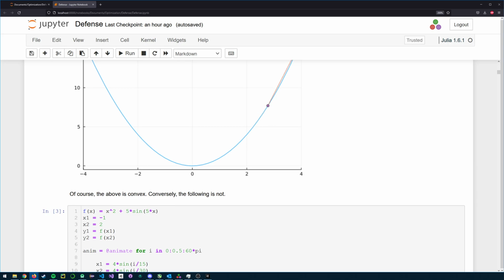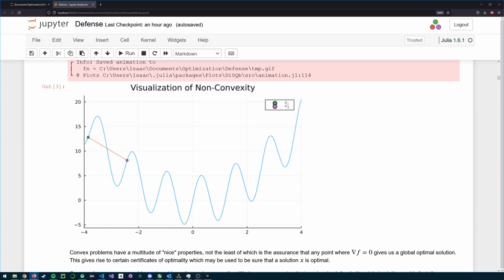So conversely, the non-convex objectives do not have this nice property. So here's an example of a non-convex objective, and you can see that there's many instances where parts of the line dip below the graph, which indicates that it's not convex. So that means this is going to be a very difficult problem to solve, especially when we talk about the n-dimensional setting. So this is only one dimension, right? Only one number is the independent variable x.